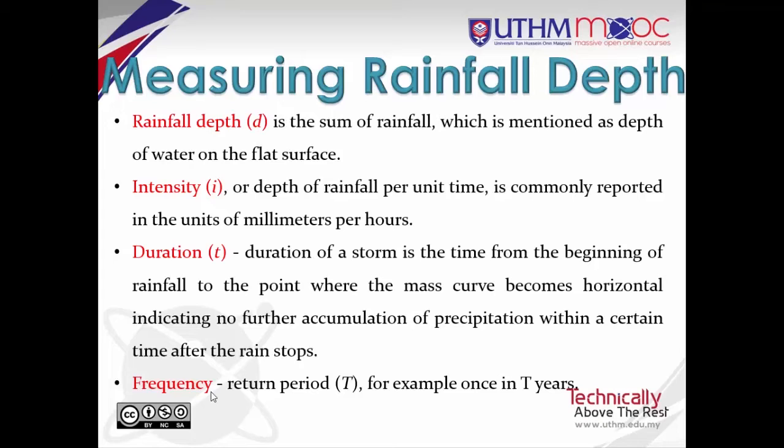Duration of a storm is the time from the beginning of rainfall to the point where the mass curve becomes horizontal, indicating no further accumulation of precipitation within a certain time after the rain stops. The frequency is usually called the return period, for example, once in T years.